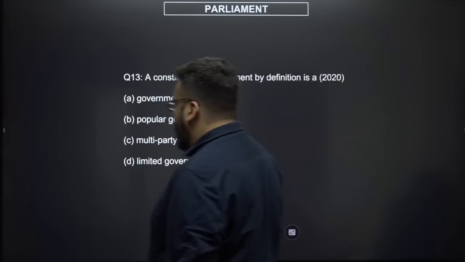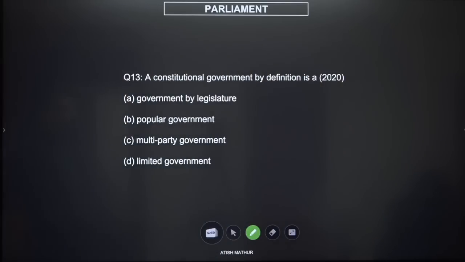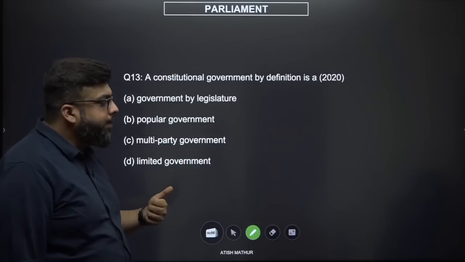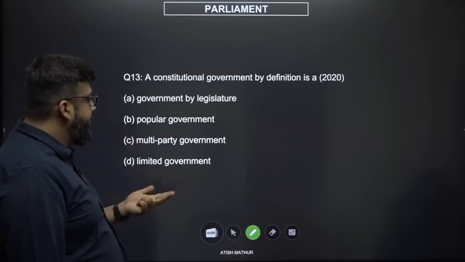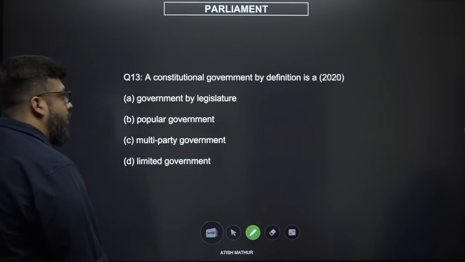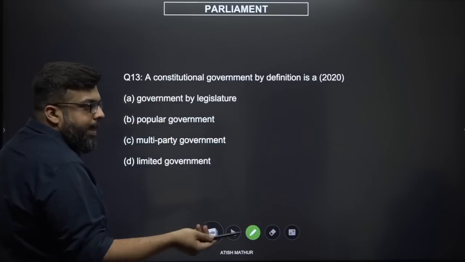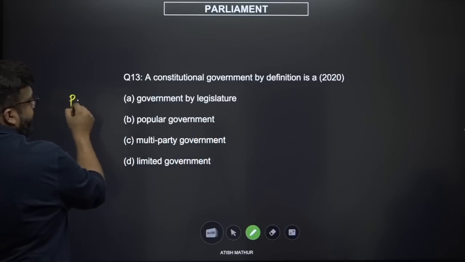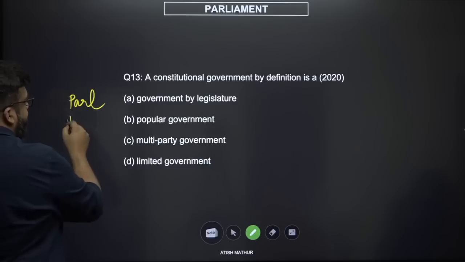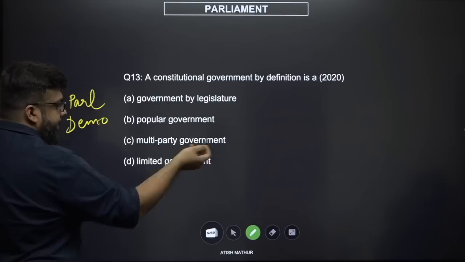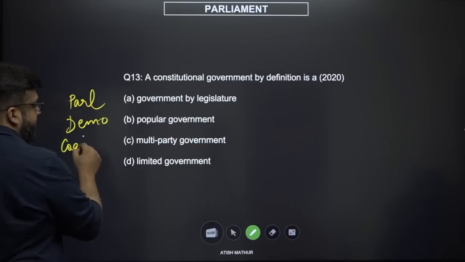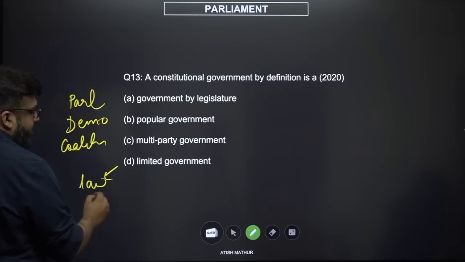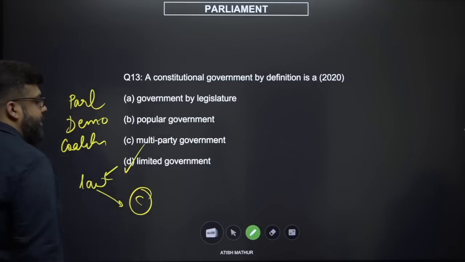Question 13. Again, a question on constitutional government. A constitutional government by definition is a government by legislature, a popular government, a multi-party government, or a limited government. All right. Let's apply the devil's advocate theory. A government by legislature simply means a parliamentary form of government. A popular government means a democratic government. A multi-party government means basically a coalition government. And limited by what? Limited by a law. And what is the supreme law of the country? Constitution. The answer is D.